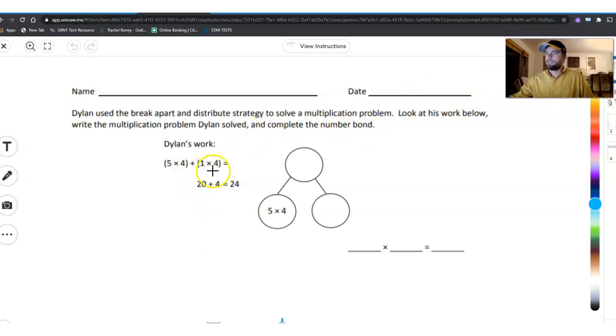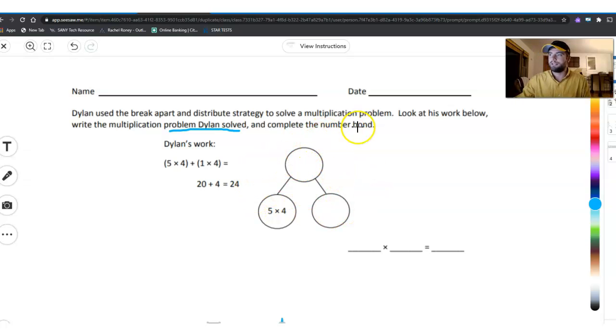So here is one of the problems. Dylan used the break apart and distribute strategy to solve a multiplication problem. Look at his work below and write the multiplication problem that Dylan solved. So we gotta write the one that he started with, and then complete the number bond.